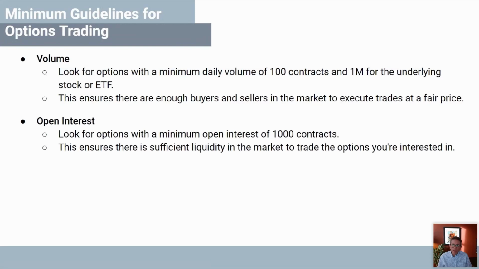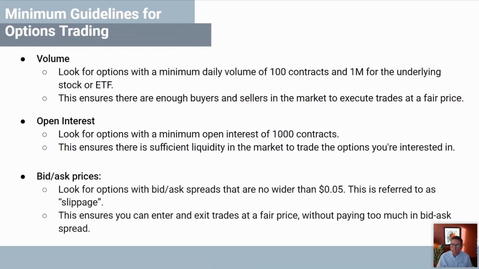Now let's talk about the bid and ask prices. The bid and ask prices refer to the prices at which buyers and sellers are willing to trade options, while the ask price is the lowest price sellers are willing to accept. As a general rule, it's a good idea to look for options with bid-ask spreads that are no wider than 5 cents. This helps ensure that you can enter and exit trades at a fair price without paying too much in the bid and ask spread. This is also referred to as slippage.